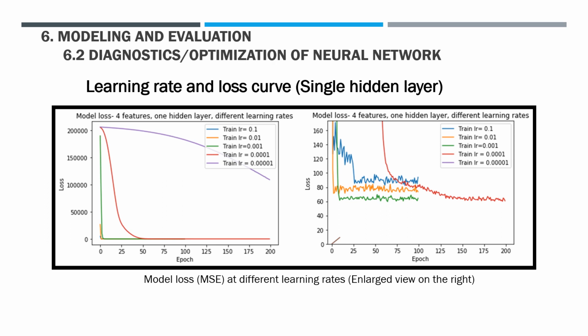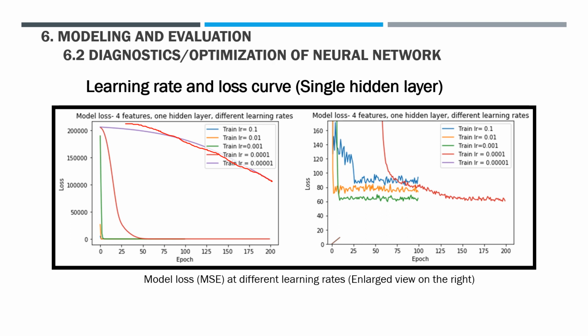For single hidden layer models, loss was plotted against epoch for different learning rates. Here you can see that this purple line indicates that this learning rate is too low. It's taking a long time for the model to converge, and we are nowhere close to the optimum loss even after running for 200 epochs.